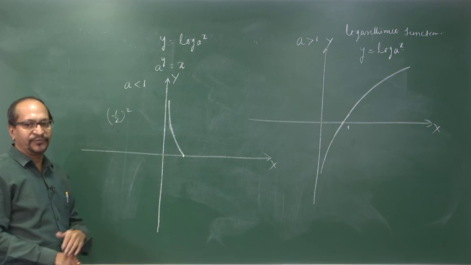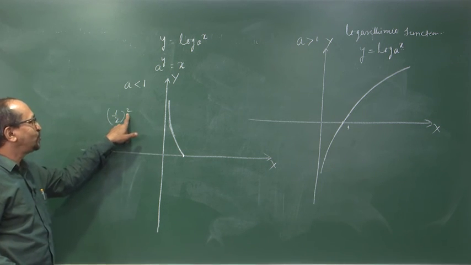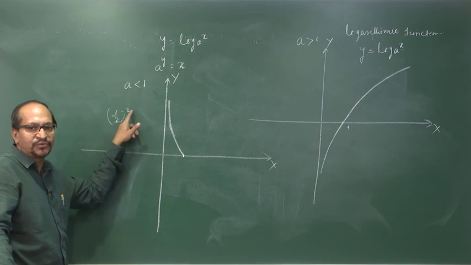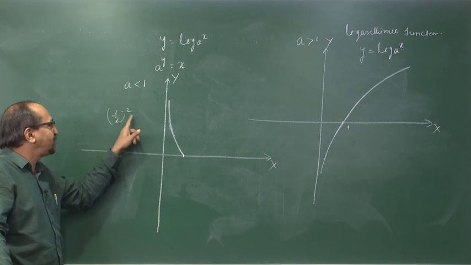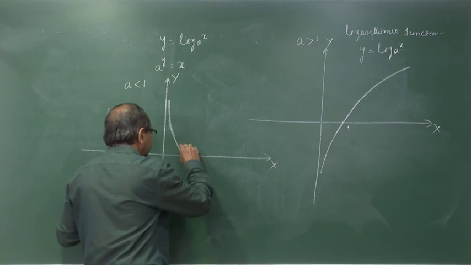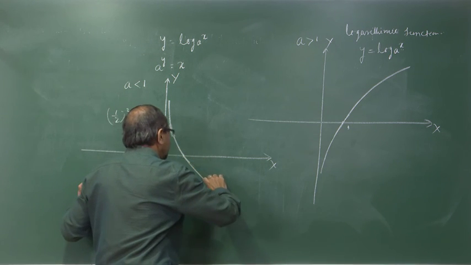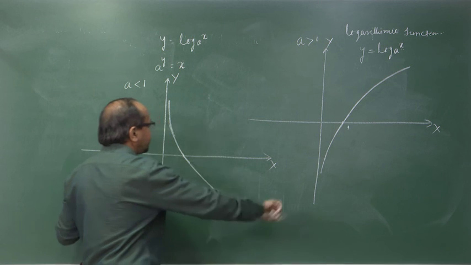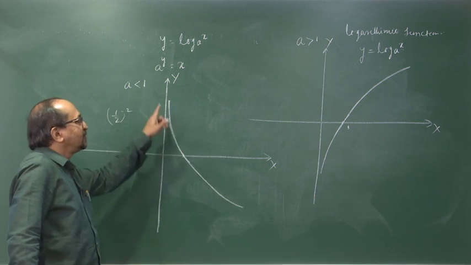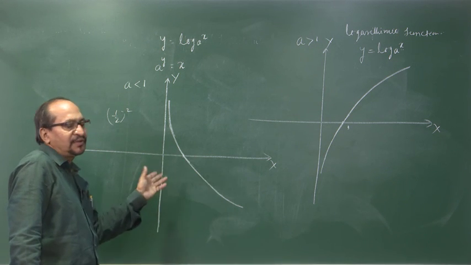What about negative values of y? When y is equal to minus 2, it is 1 by 2 to the power minus 2, which is 2 square, it is 4. When it is minus 3, it is 2 cube, 8. So, it goes on increasing. The value of x is increasing. So, this is the situation for a less than 1. So, these are the plots of logarithmic functions.